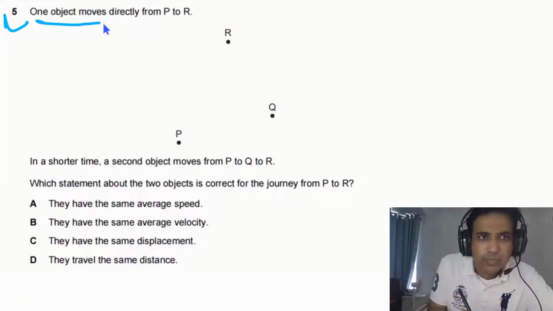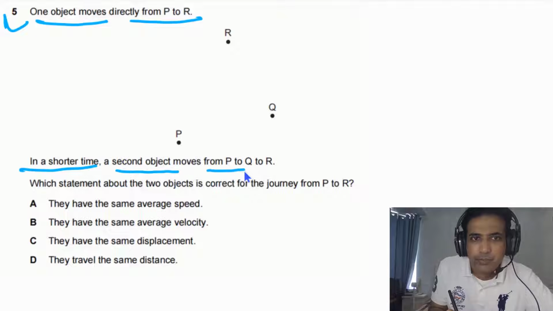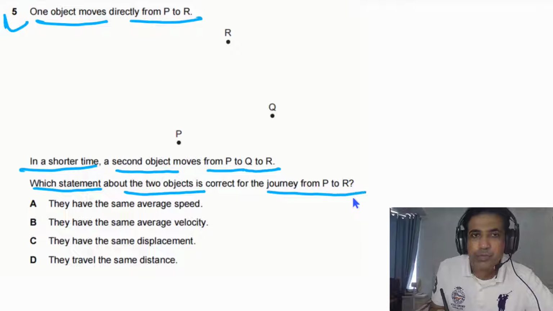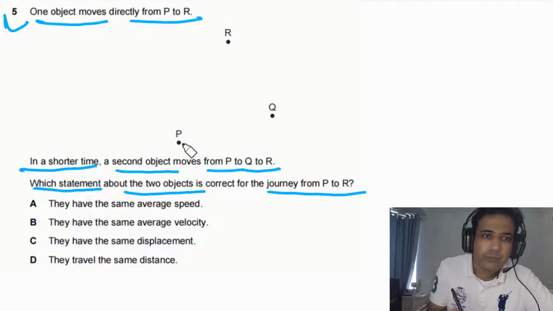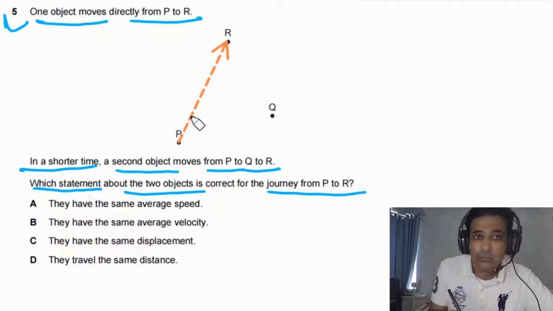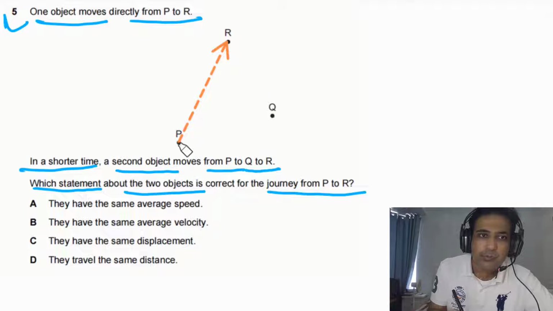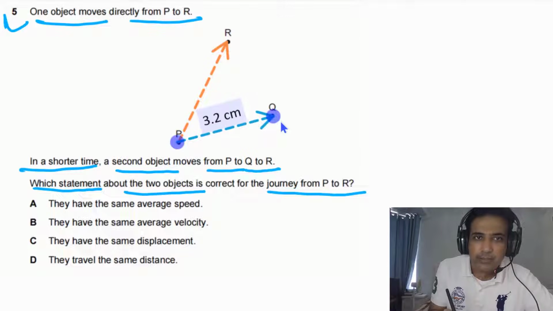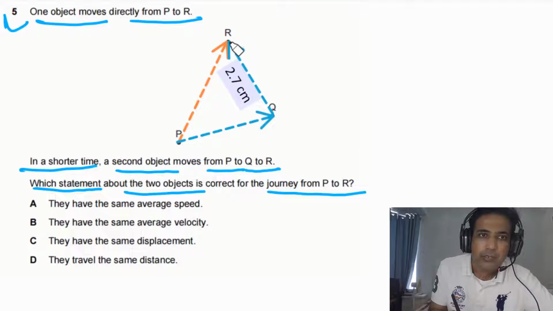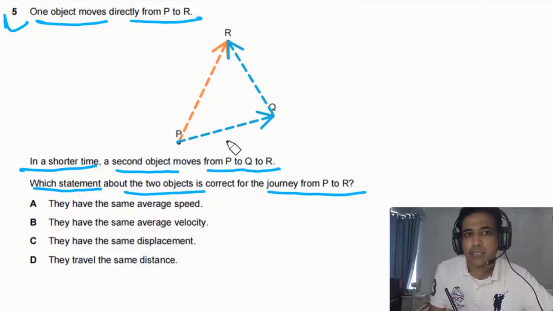Question 5 says one object moves directly from P to R. In a shorter time, a second object moves from P to Q and then from Q to R. Which statement about the two objects is correct for the journey from P to R? So first of all, the first object goes from P to R directly. So this is the journey of P to R. And the second object travels from P to Q, goes like this, and then from Q to R. So this is the journey of the second object.